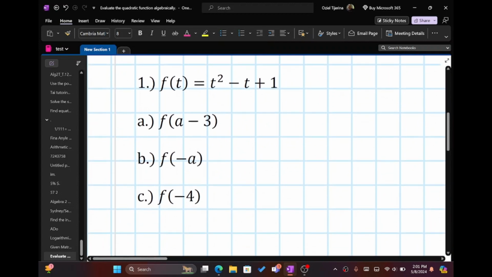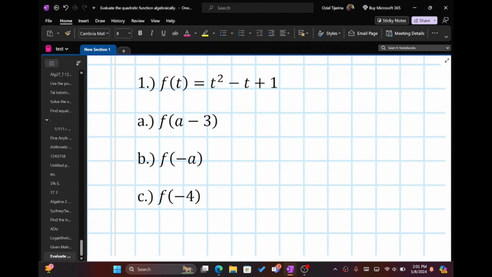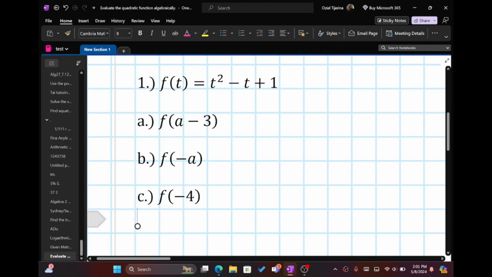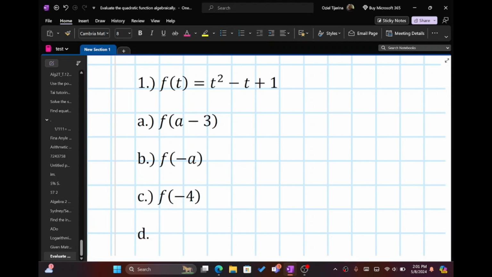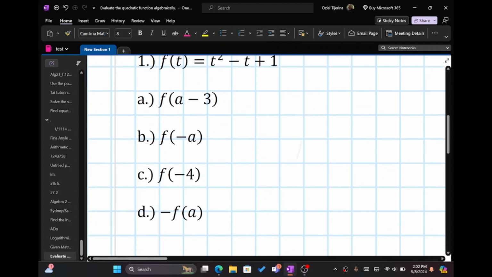So we have f of t equals t squared minus t plus 1. We want to do part A, f of a minus 3, part B, f of negative a, and part C, f of negative 4. I might as well add a part D to this. I'll just put negative f of a. Let's go ahead and get started.